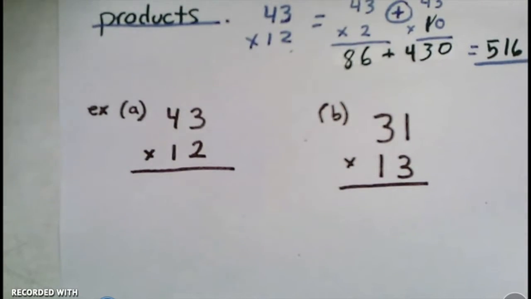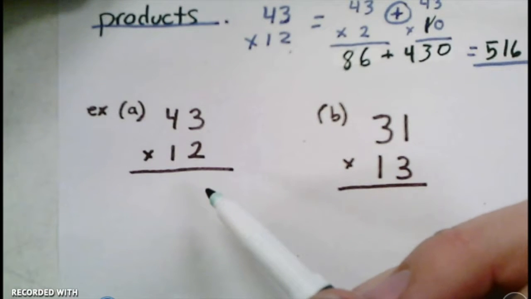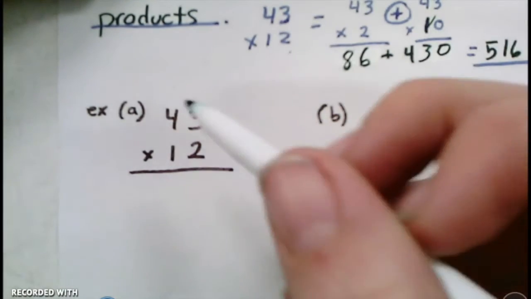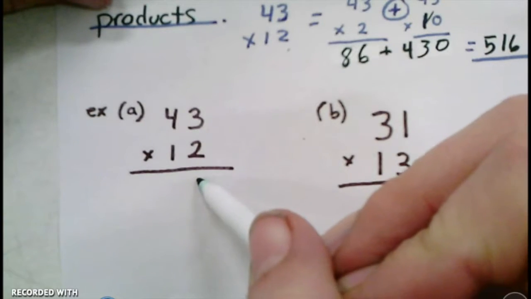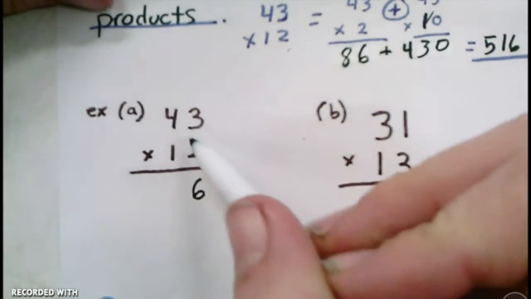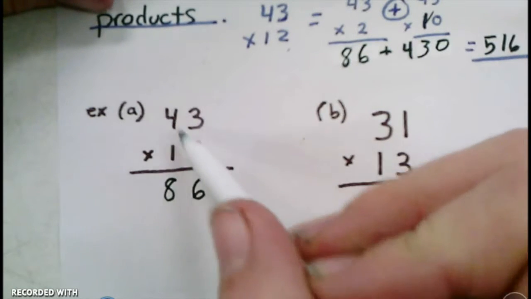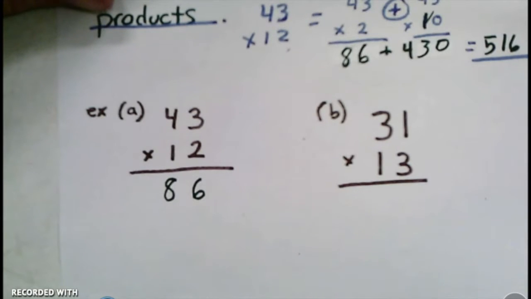So we have it again, 43 times 12. Do you remember where I started? What did I multiply first? Good, the 2. So we're going to do the same thing. 3 times 2 is 6. 4 times 2 is 8. Notice I multiplied them both by the 2. I ignored my 10. Now it's time to multiply times the tens place.